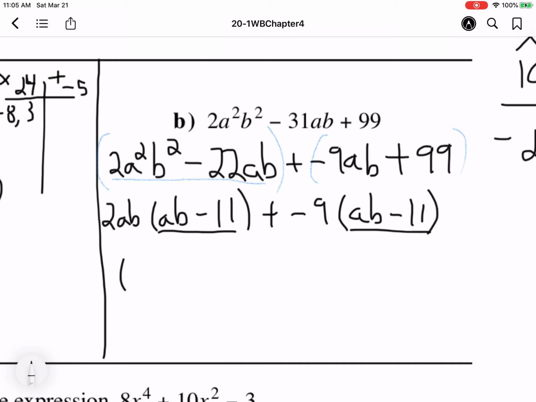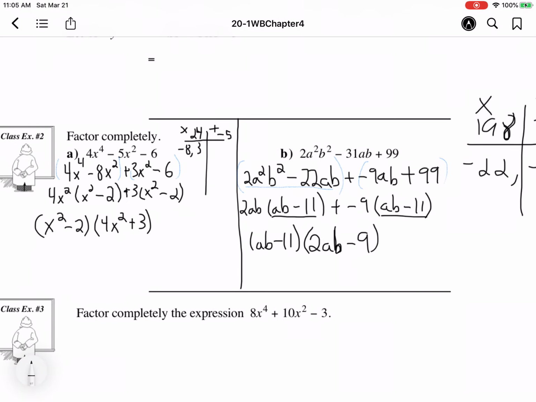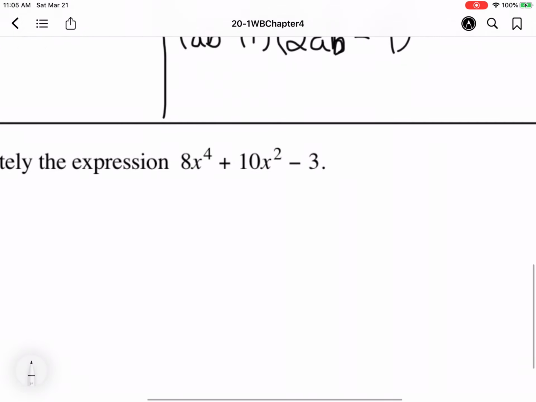So we end up with AB minus 11 and 2AB minus 9. Okay, so just keep that in mind as we go. All right. This is what that looks like. So that's that question. If you want to copy down the other question, it's right here. Okay, don't forget you can pause the video at any time. Just do that. All right, we're going to factor this expression completely.